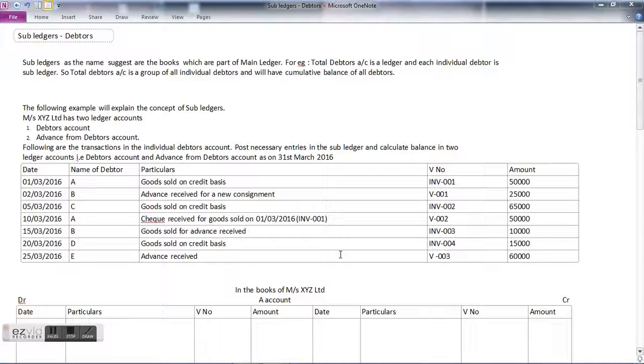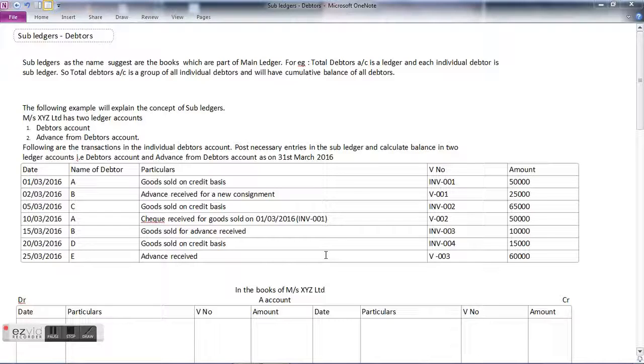Now subledger, as the name itself suggests, is a part of your main ledger. For example, in debtors, your total debtors account is a ledger and each individual debtor is a subledger. The total debtors account is a group of individual debtors and will have a cumulative balance of all the debtors. Here we are going to learn about the subledgers for the debtors. The following example will explain the concept of subledgers.